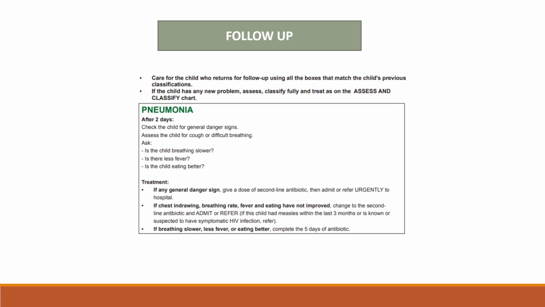If any general danger sign is present, you need to give a dose of second line antibiotic, then admit the patient or refer urgently to hospital. If chest indrawing, breathing rate, fever, and eating have not improved, change to the second line antibiotic and admit or refer the patient. And if breathing gets slower, there is less fever, or the patient is eating better, you need to advise the patient to complete the 5 days course of antibiotic.